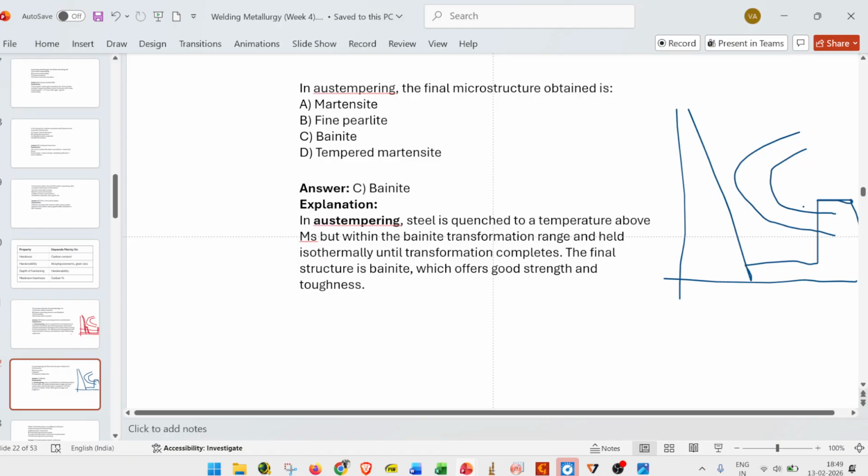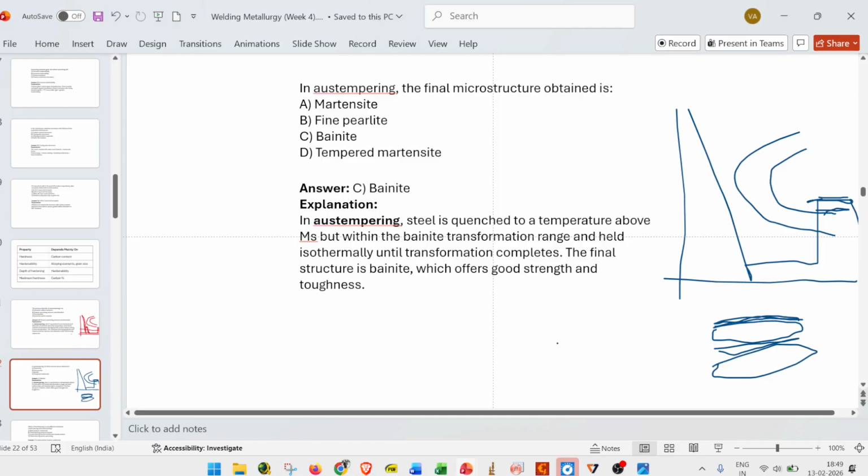Bainitic phase is nothing but similar to pearlitic phase, but here the cementite Fe3C will form in a finer needle phase. There are two bainitic phases, upper bainitic and lower bainitic, based on the temperature we are holding at. If it is lower, it will be the lower bainitic phase; if upper, the upper bainitic phase. So how will the bainitic phase look? It will look like the ferrite phase with cementite needles. Here also cementite needles. It is for the upper bainitic phase.